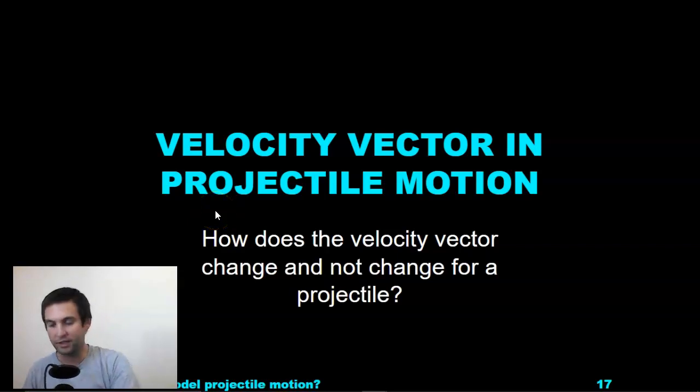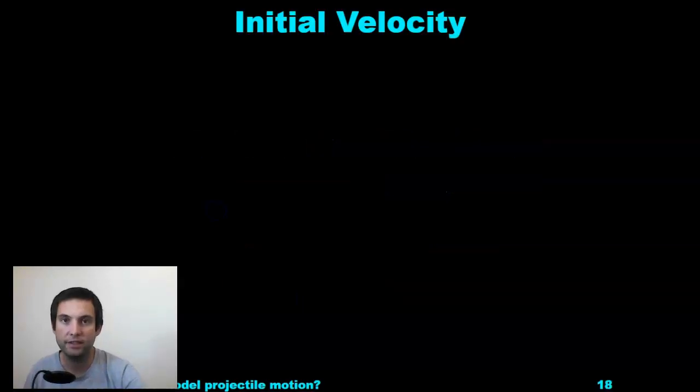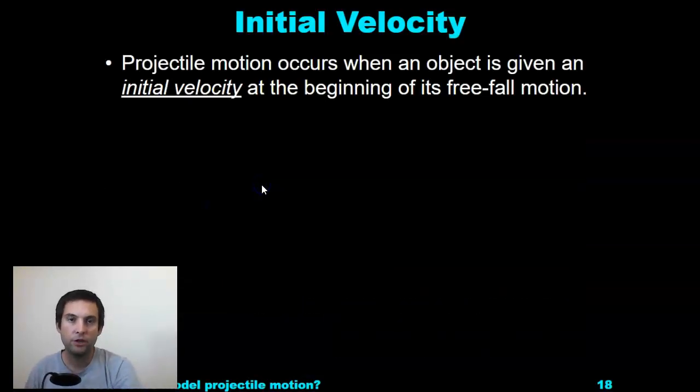Velocity vector in projectile motion. How does the velocity vector change and not change for a projectile? Projectile motion occurs when an object is given an initial velocity at the beginning of its freefall motion.